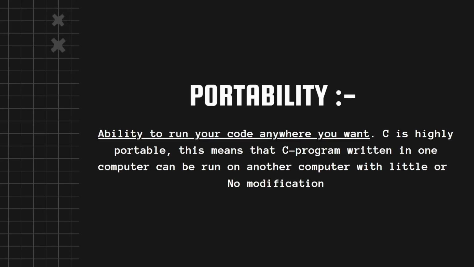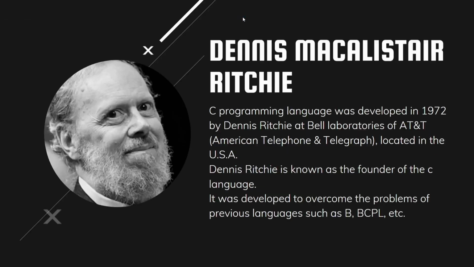As you can see, C is highly portable. This means that a C program written on one computer can be run on another computer with little or no modification. The C programming language was developed in 1972 by Dennis Ritchie at Bell Laboratories in the USA. Dennis Ritchie is known as the founder of the C language. It was developed by overcoming the problems of previous languages such as B and BCPL.